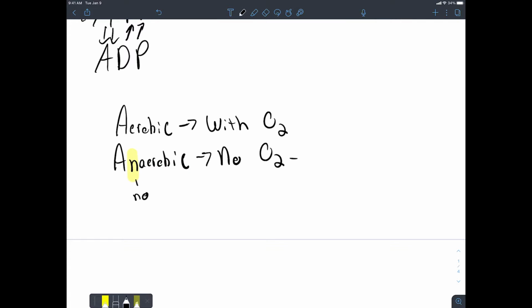When we talk about anaerobic, there are going to be two other types that we're going to be talking about as well. We're talking about lactic acid. That's a type. And we're also talking about alcohol fermentation. You need to look those up. Those are some slides on there, okay?